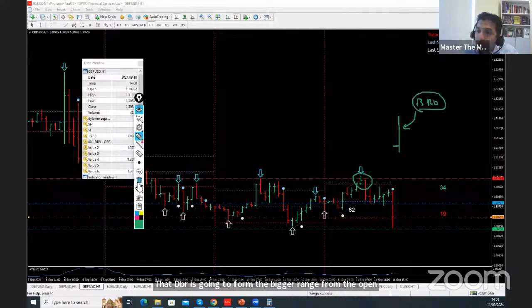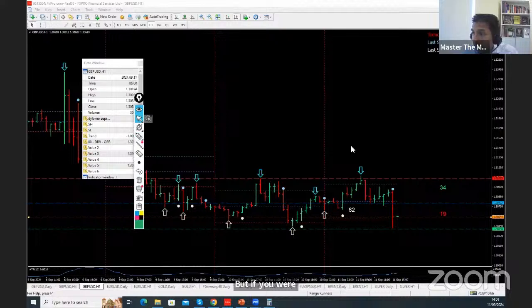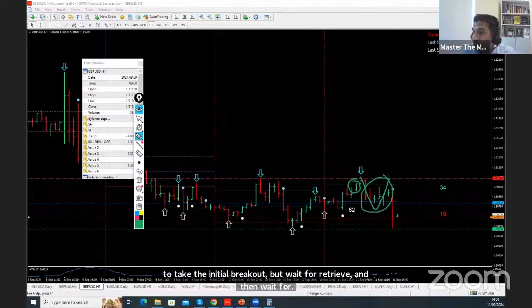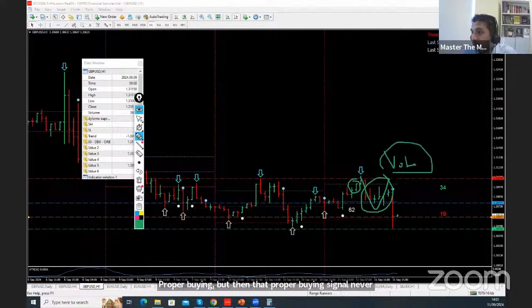But if you were careful and you saw that there's news coming out later on, you would be a bit wary, not to take the initial breakout, but wait for a retracement and then wait for proper buying. But then that proper buying signal never came, as confirmed by volume and by the VSA signals. Okay, so that's how you could have protected yourself.